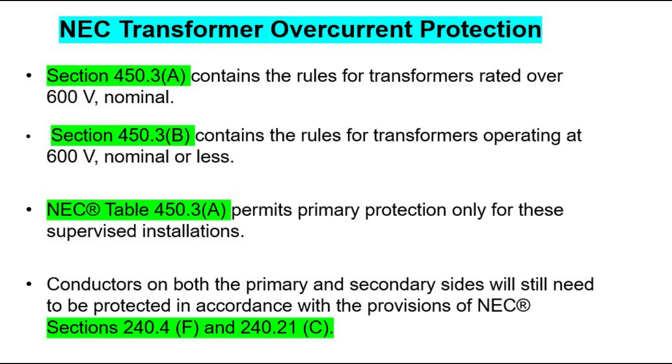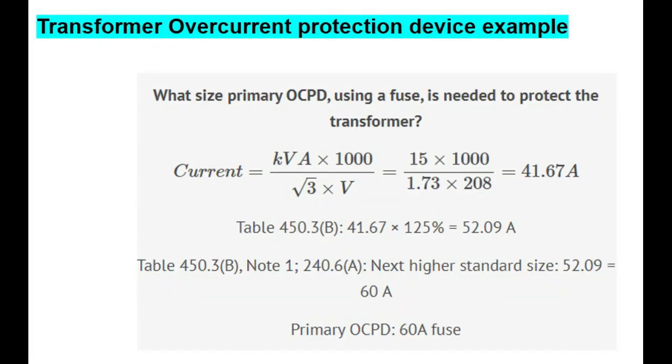The last factor applies to transformers rated over 600 volts only. If conditions of maintenance ensure that only qualified personnel will work on the transformers, NEC Table 450.3(A) permits primary protection only for these supervised installations. The rules of these sections are intended to provide protection for the transformers only. Conductors on both the primary and secondary sides will still need to be protected in accordance with the provisions of NEC Sections 240.4 and 240.21. Transformer Overcurrent Protection Device, or OCPD, example.